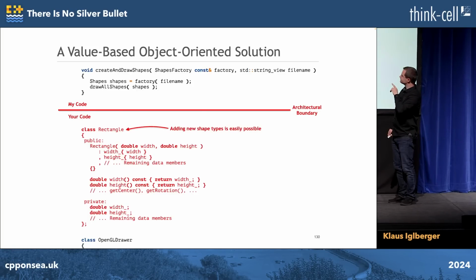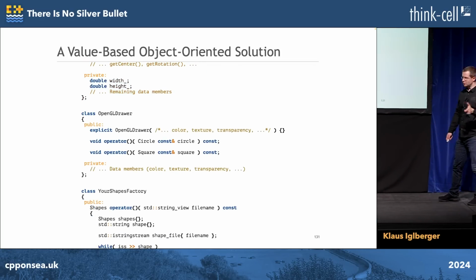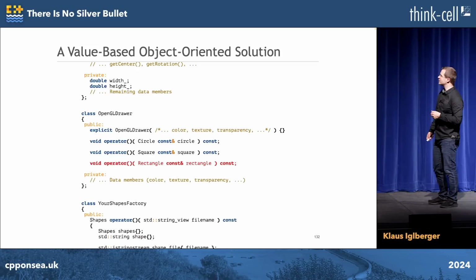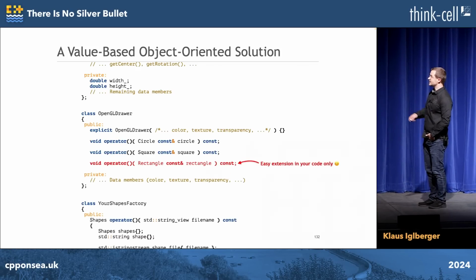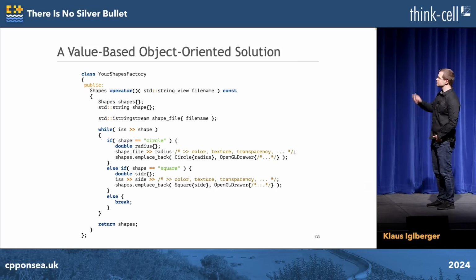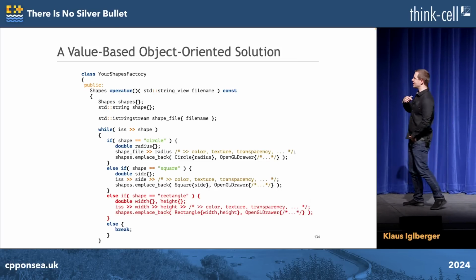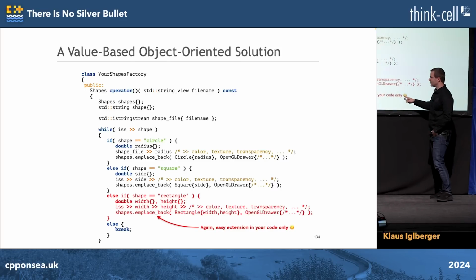Then this OpenGL drawer, well, that's your implementation. So please feel free to add the according functionality. You can do this easily. And the same for the shapes factory. If you want rectangle, you can add this. It's your code, I don't care. So again, easy extension by means of a new type.